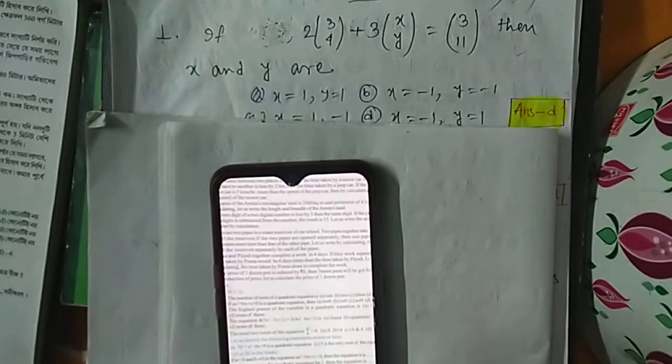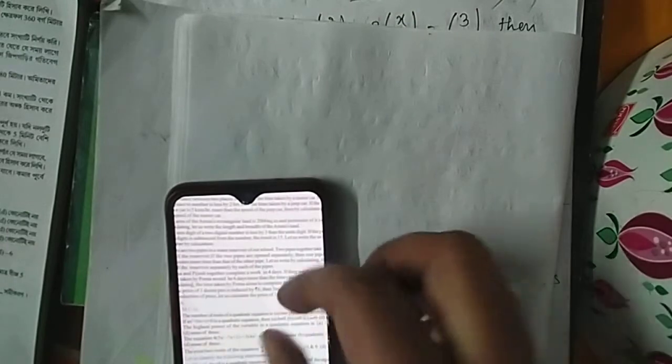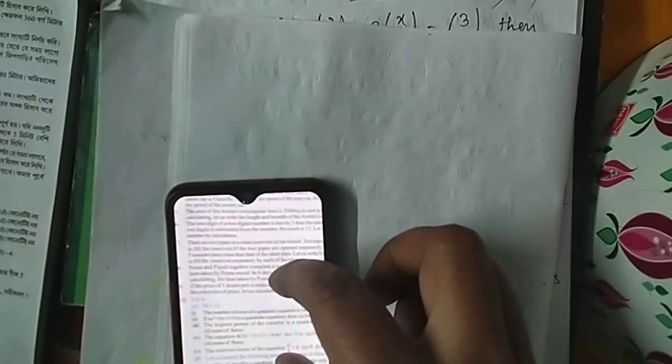Now I will discuss the MCQ of exercise 1.3. At first, question number A from 10. That is a very short answer type question. The first question is: the number of roots of a quadratic equation is 1, 2, 3, none of these.